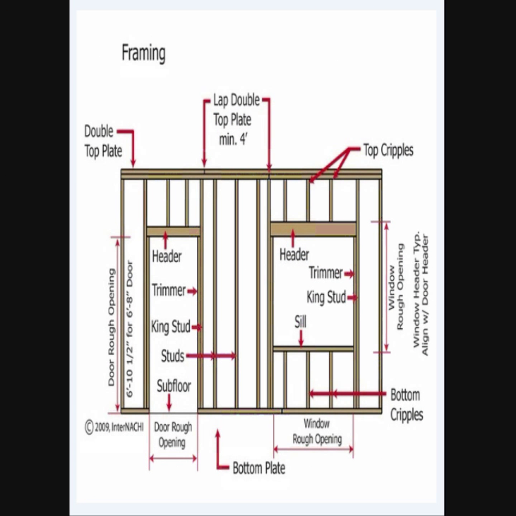Okay, if you look at this door, there's the king stud and the trimmer and a header, and there's your plate. And this window has the same situation. You have a trimmer and a king stud that goes all the way up to the plate. And then you have bottom cripples and a sill. The rough opening is usually determined by the door manufacturer. Same with windows.